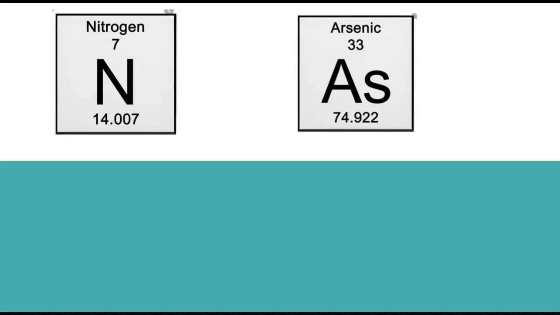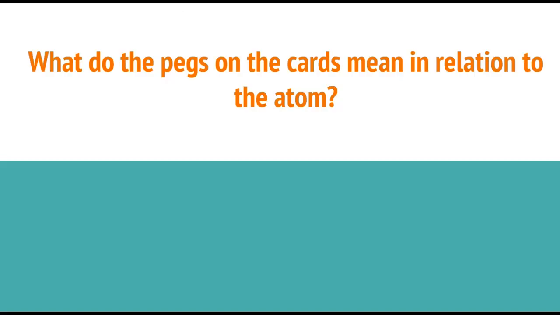And you will see that as you go down the periodic table, the number of protons does not equal the number of neutrons. Instead, you almost always have more neutrons than you have protons, because they act as an insulator. The next question that I want to explore is, what do the pegs on the cards mean in relation to the atom?